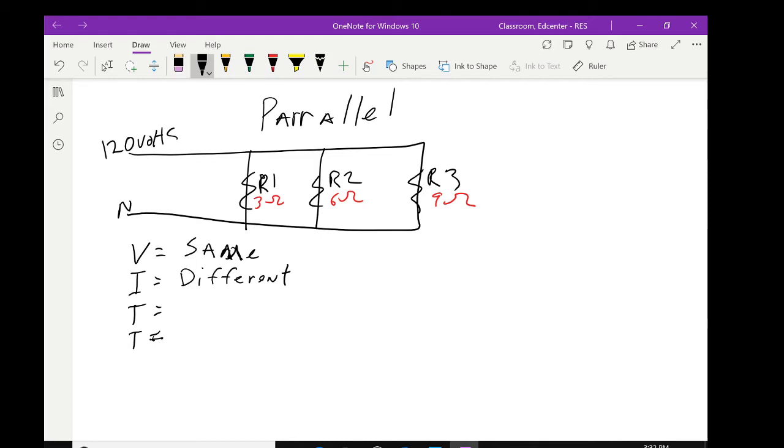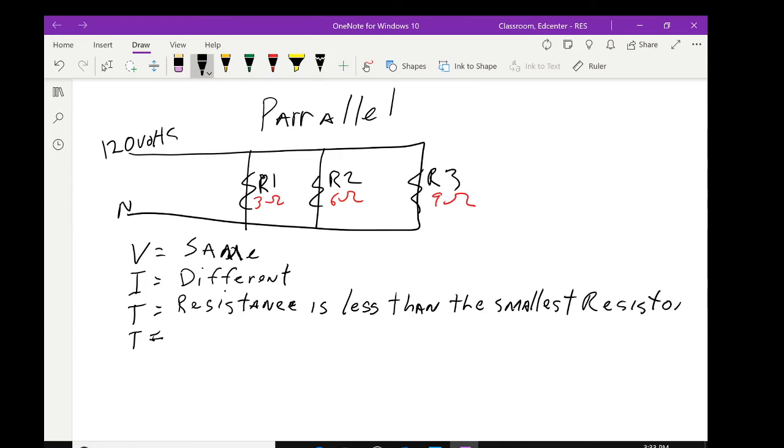And so the total resistance, because it has many paths to go through, is less than the smallest resistor. I have a guy even tell me on a master's test, they have one similar to this. The only thing you have to know is it has to be smaller than 3. And if they only have one answer smaller than 3, that's your answer. You don't even have to work it out. You can work it out, but if it's smaller than 3, that's got to be the answer.